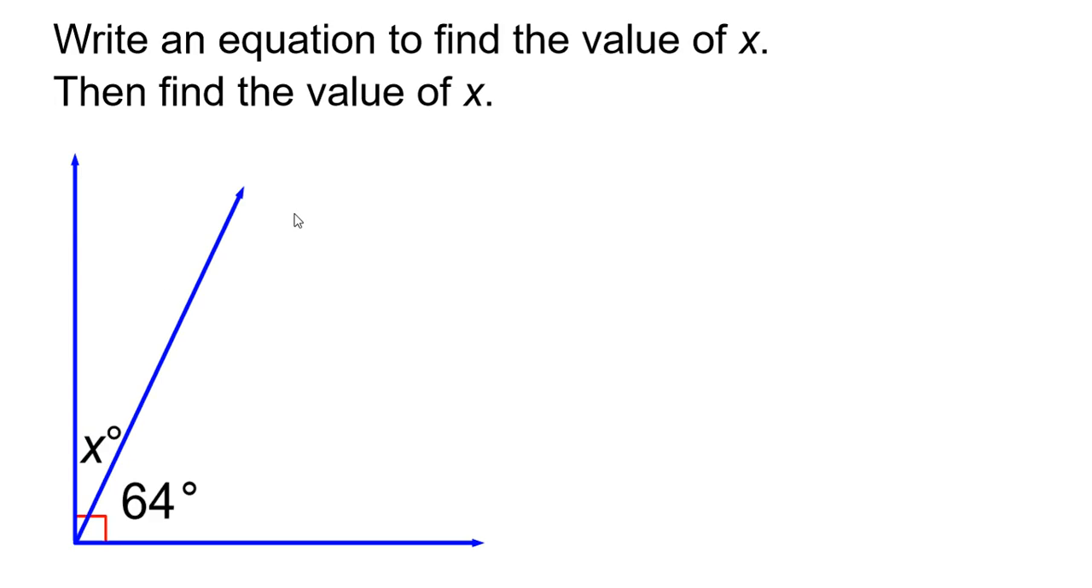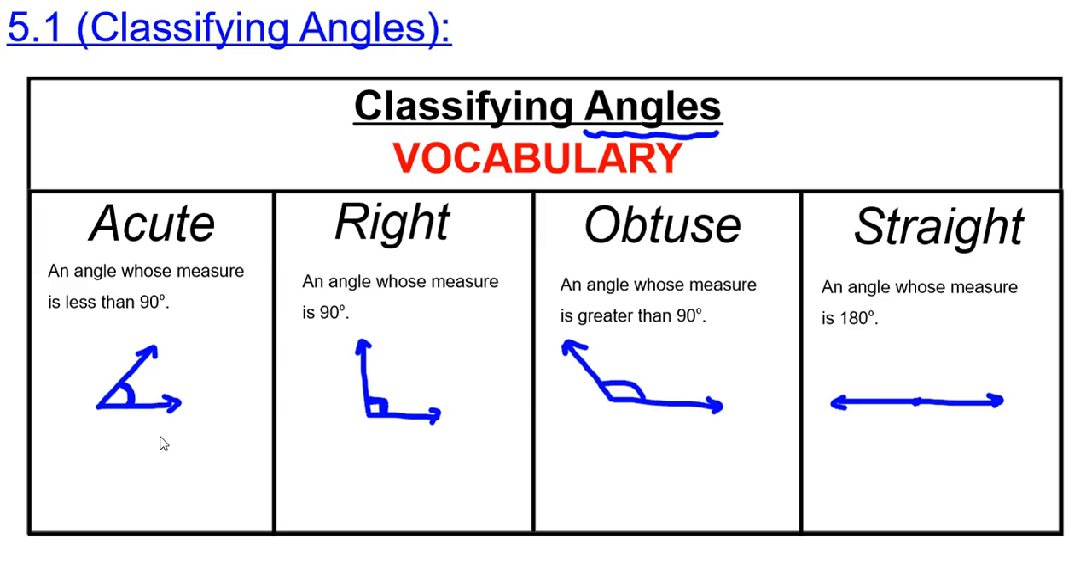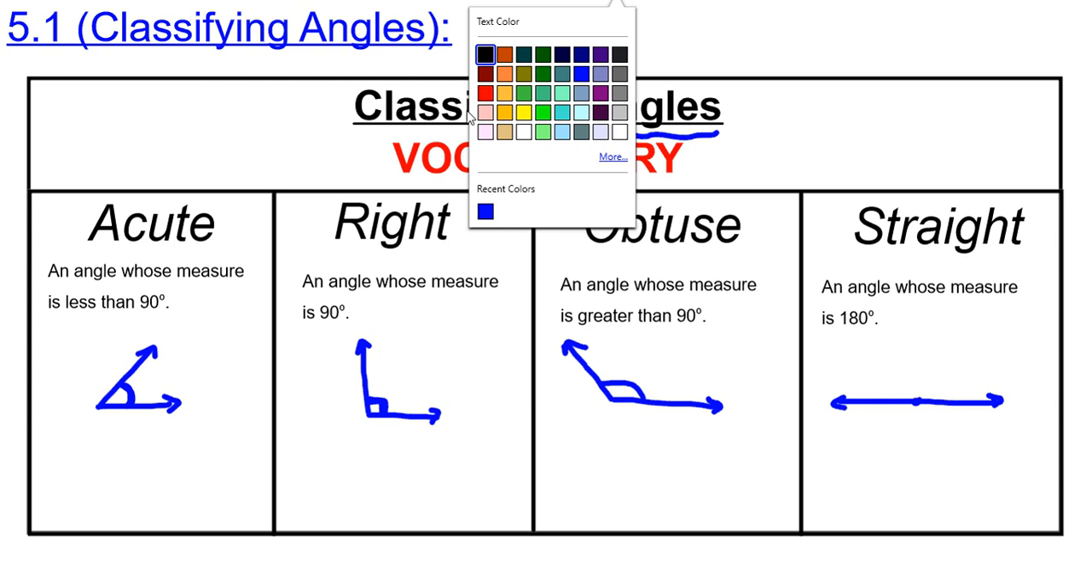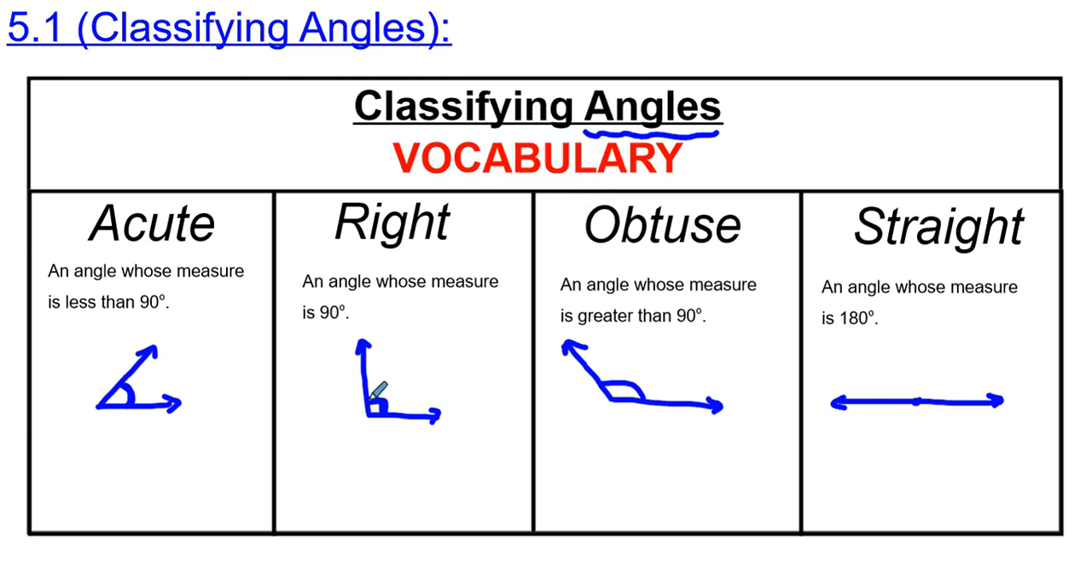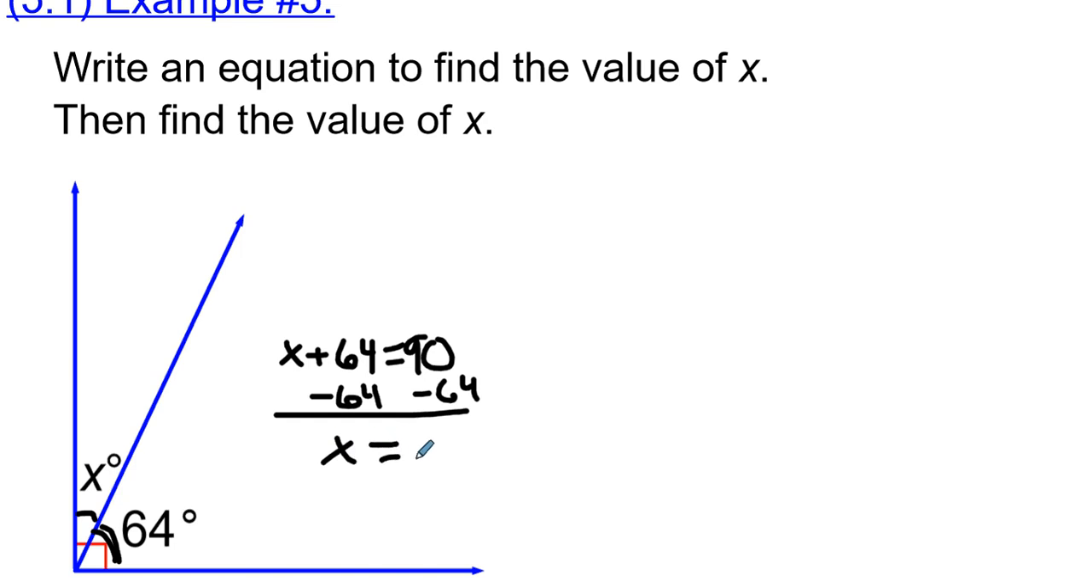Right here, we've got that little box symbol. So if you're thinking back, hopefully you're thinking about this one. The right angle, an angle whose measure is 90 degrees, we have that little box symbol to imply that it is a 90-degree angle right there, a right angle. All right, so on our current example, we've got a right angle, which means they add to 90 degrees. So X plus 64, when we add this guy with this guy, they equal 90. Now, how do we solve that? Well, we undo the addition using subtraction. We subtract 64 from both sides of our equation, and we get X equals 26. So write an equation to find the value of X, done. Find the value of X, done.